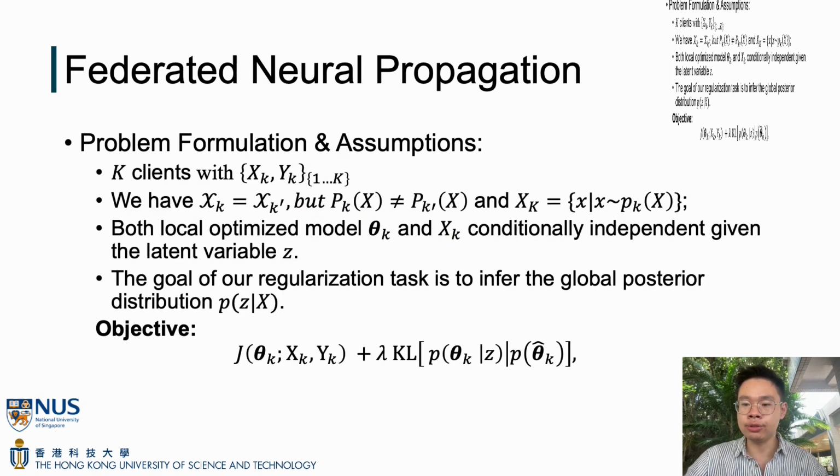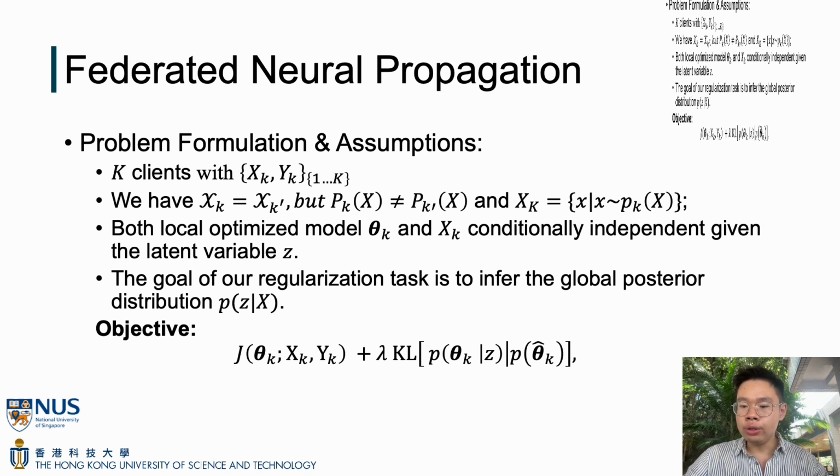Generally, our problem follows a typical non-IID federated learning setting. Specifically, suppose we have K clients. Each follows a distinct data distribution p_k of X, assuming a sequence of the model parameters theta_k, and the data x_k are conditionally independent given the latent variable z.